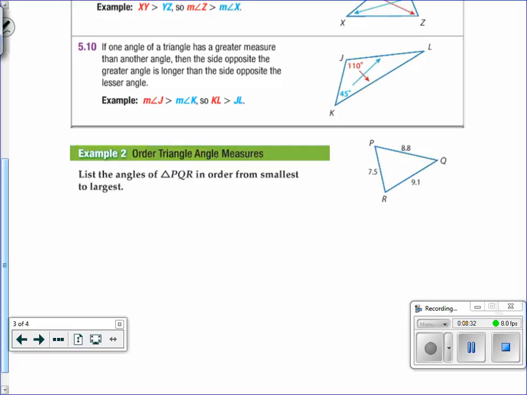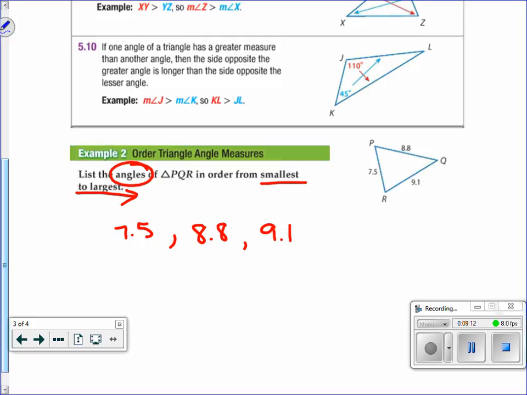In example 2, it says list the angles, so this is very important, just pay attention to the wording. List the angles of triangle PQR in order from smallest to largest. Sometimes it'll ask for sides and it'll ask largest to smallest. So we're not given angles, we're given sides. The sides are, in order, 7.5, 8.8, and 9.1.